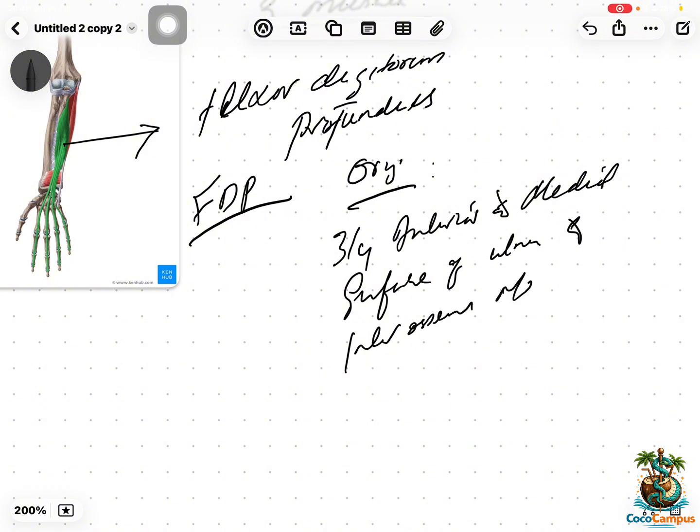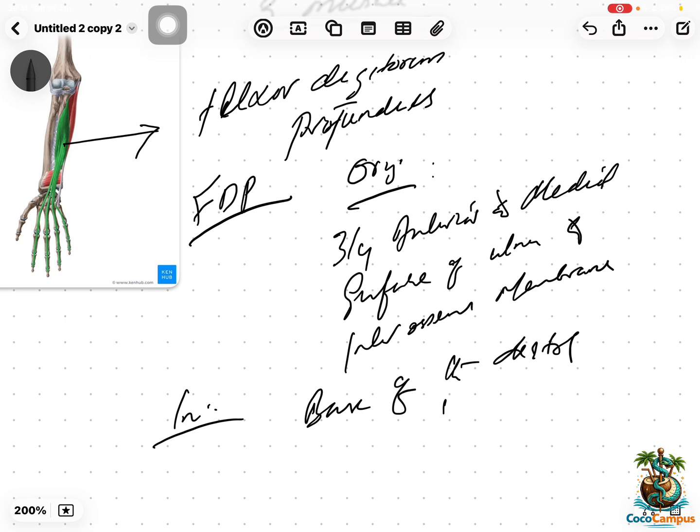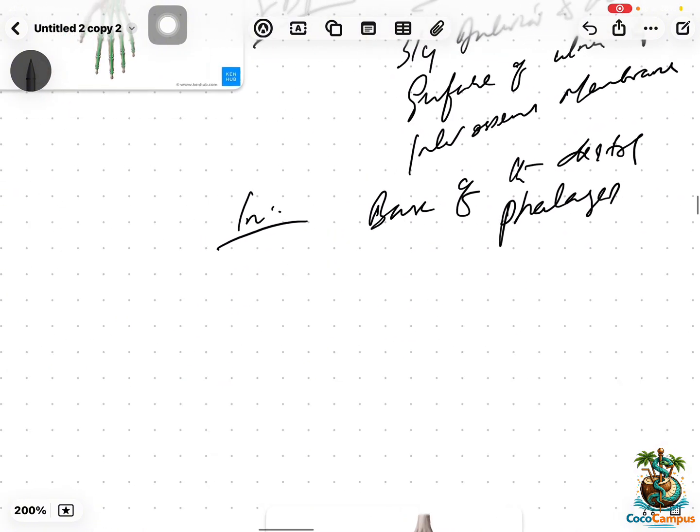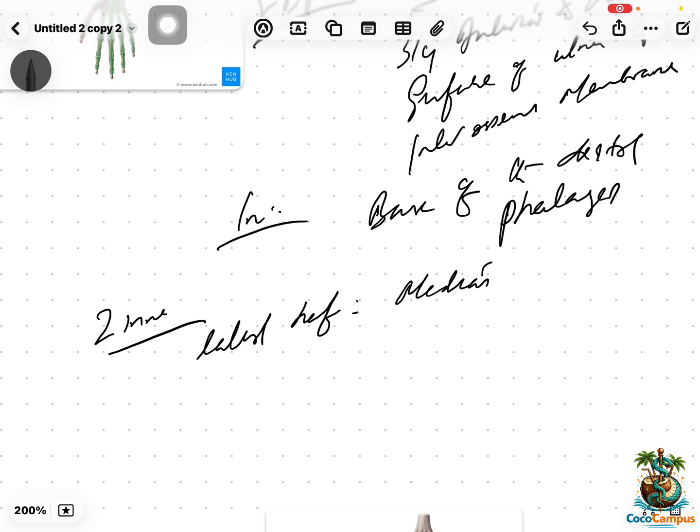Its insertion is at the bases of the distal phalanges of the medial 4 digits. So think of it like this: 2 to 5, base of distal phalanges. Now here's something really cool. It has two innervations. Its lateral half is innervated by the median nerve. And its medial half is innervated by the ulnar nerve.